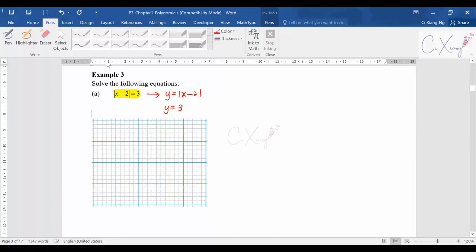To sketch y equals modulus x minus 2, first you need to draw the original graph. The equation is y equals x minus 2. When x equals 0, y equals negative 2, and when y equals 0, x equals 2. So you need to plan well before you draw. Maybe I will need to do it like this.